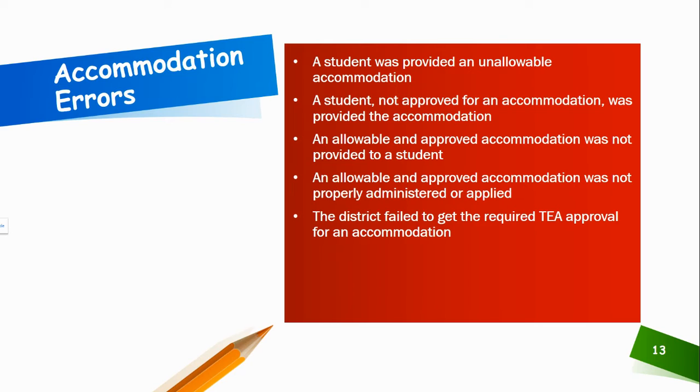Accommodation errors might include giving a student an unallowable accommodation, giving a student who has no accommodation an accommodation, not giving a student an approved and allowable accommodation, not properly administering or applying an approved and allowable accommodation, and failing to get the TEA approval for a particular accommodation.